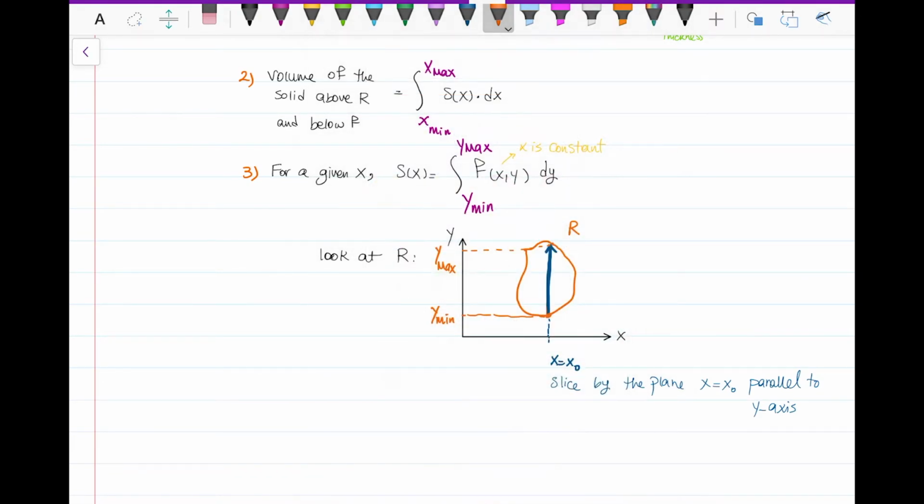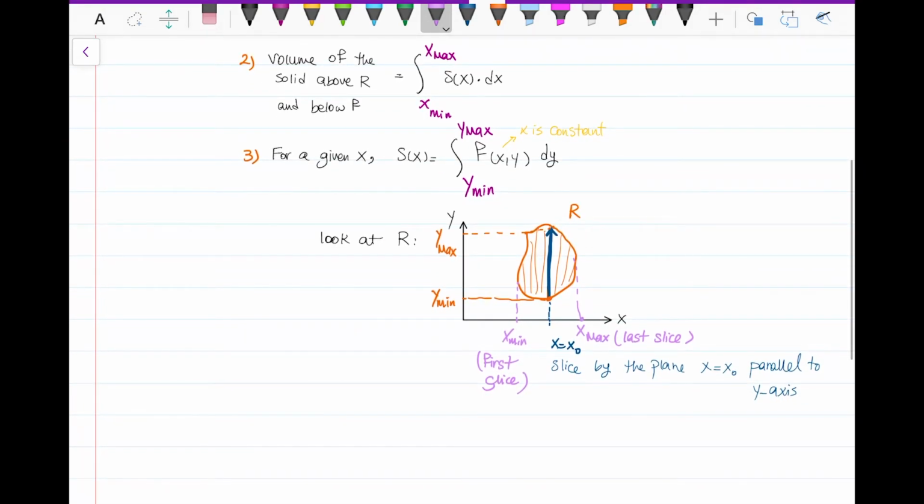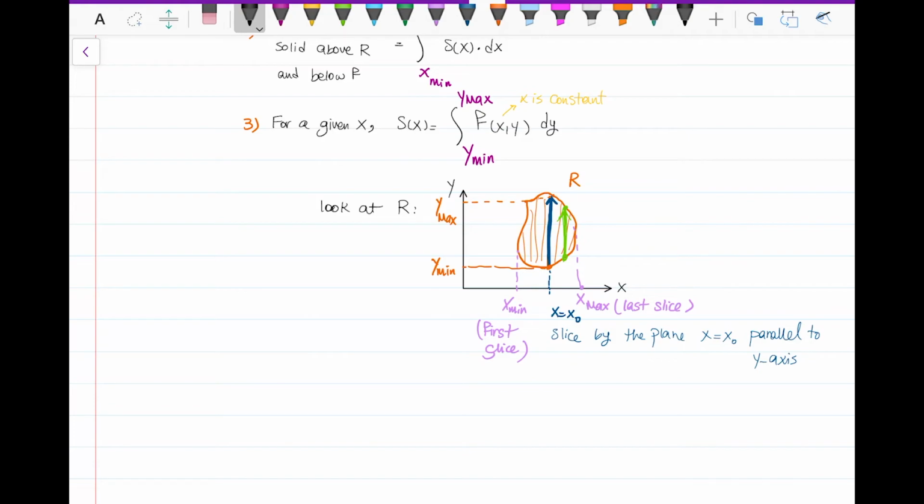And then we are going to have each one of these slices like this, starting at x min, which is the first slice, and then we go up to here, which is x max, and this is the last slice. Okay, so one note is that if I have my slice in here, then my bounds change. X was the same thing, but as you see, the y min was somewhere in here and y max was somewhere in here. My bounds change if I take a different slice.